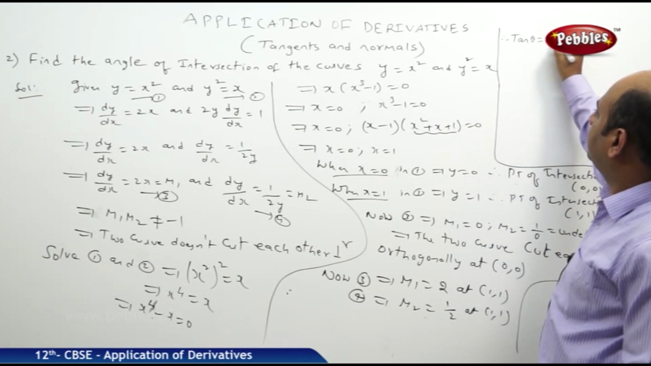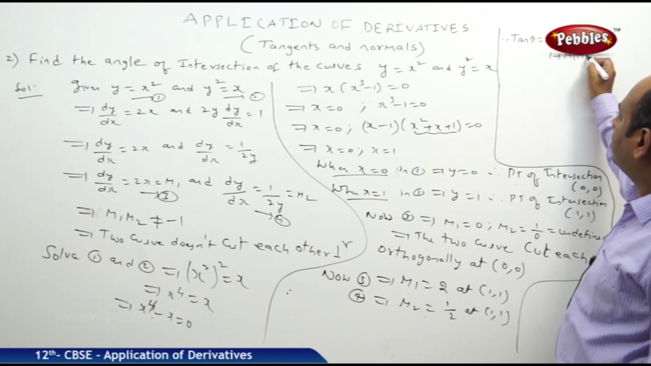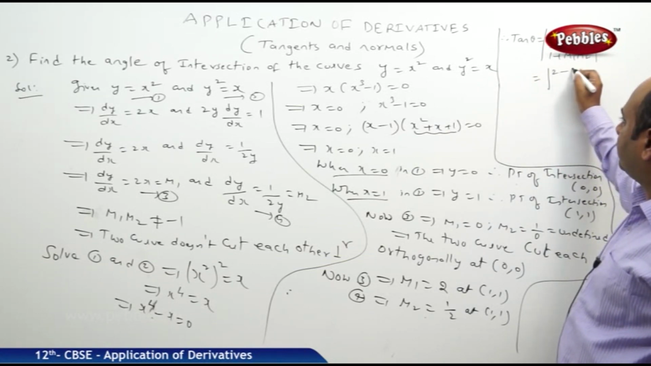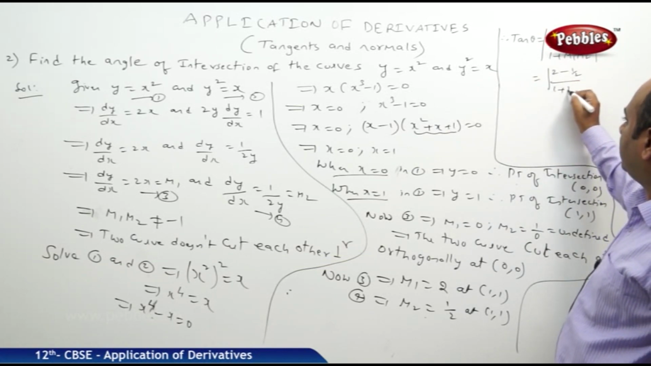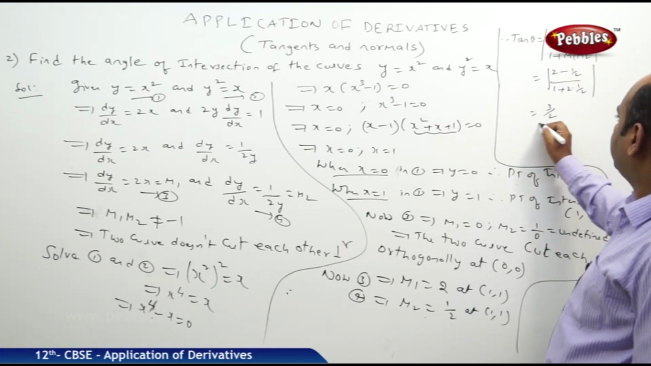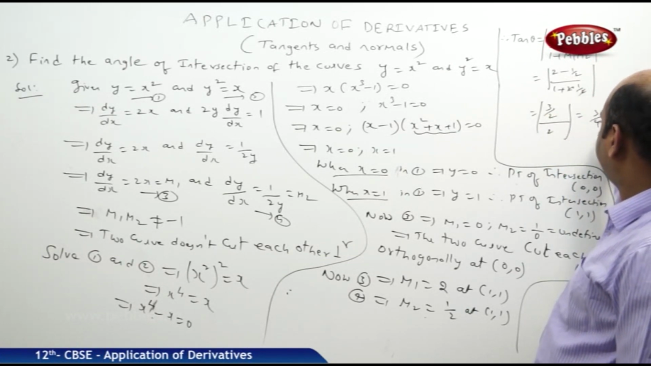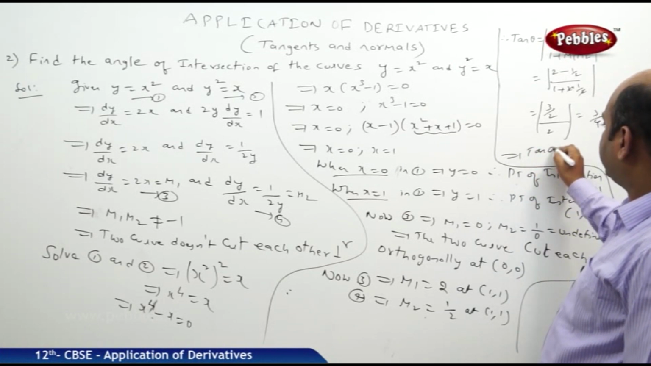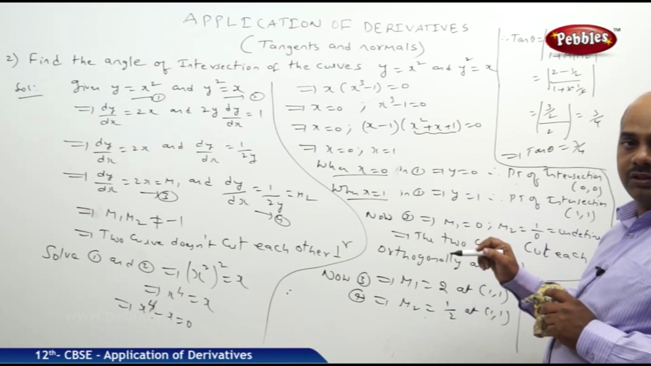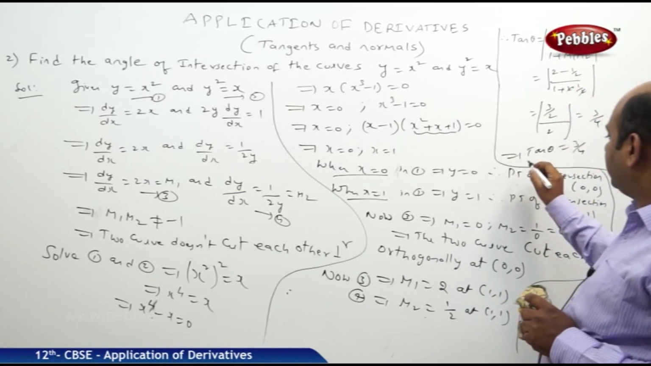So our formula will be tan theta is equal to m1 minus m2 by 1 plus m1 m2. So I am keeping modulus. So what happens? 2 minus 1 by 2 by 1 plus 2 into 1 by 2. So 2 minus 1 by 2 will be 3 by 2, 3 by 2 divided by 2. So finally it will be 3 by 4. So tan theta is equal to 3 by 4. Finally I can conclude theta is equal to tan inverse of 3 by 4.